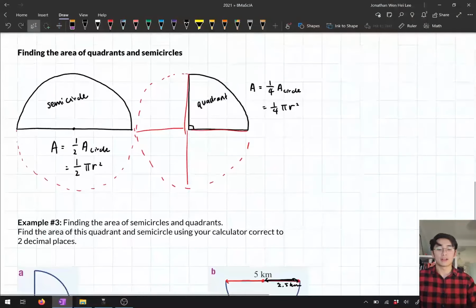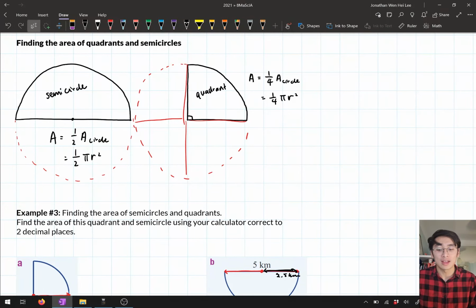Then from there, we also looked at finding the area of quadrants and semicircles, and we noticed that a semicircle was just half of a circle, and so we just took the area of our circle and halved it. And for our quadrant, we saw that that was a quarter of a circle, and so we took the area of our circle and took a quarter of it.